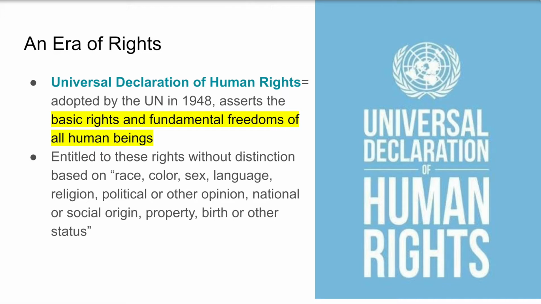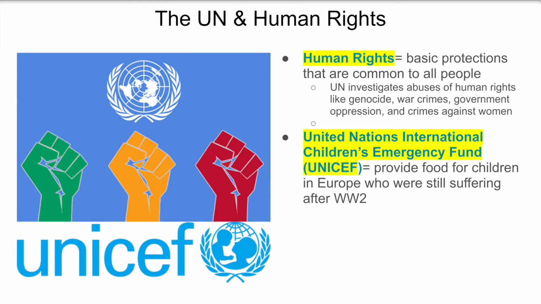So the Universal Declaration of Human Rights, adopted by the UN in 1948, definitely asserts basic rights and fundamental freedoms of all human beings. So members of the United Nations push this forward to the rest of the world and try to enforce this. So, human rights are basic protections that are common to all people. And one of the goals of the UN is to investigate abuses of human rights, like genocide, war crimes, government oppression, crimes against women, and they try to enforce this agreed upon document in the United Nations.